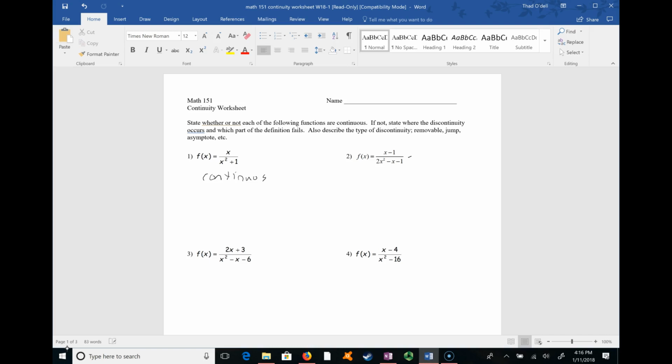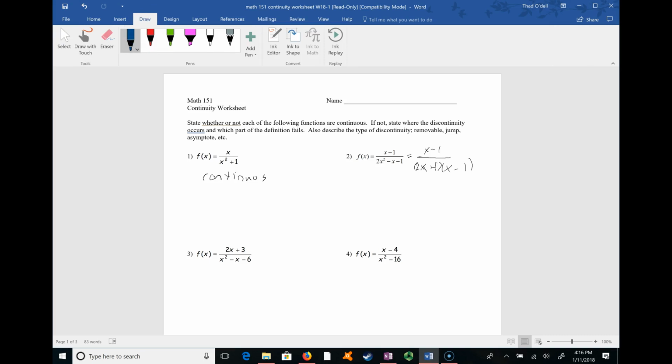Often it's a lot easier to see these things if it's factored. So the first thing I'm going to do is factor this. 2x there. x looks like a 1 and a 1, and we want that to be negative and that to be positive. So that would be x minus 1 on top, and 2x plus 1 times x minus 1 on the bottom. And so anyway, notice what makes the bottom 0, so there's a discontinuity at 1.